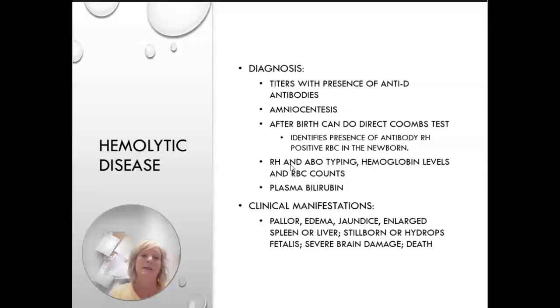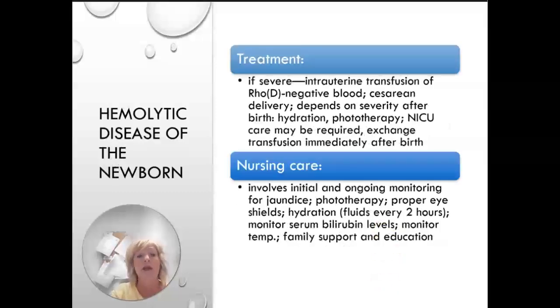So sometimes these babies, if they're anemic, are going to be very pale. They're going to be just white looking. They're going to have a lot of edema, jaundice, enlarged spleen and liver. Sometimes these babies can be stillborn. They can have hydrops fetalis. Many times this is fatal. And they can have severe brain damage because of lack of that oxygen getting in there.